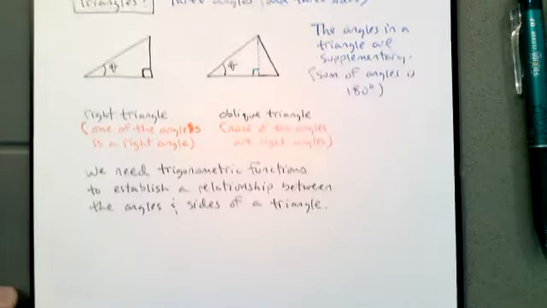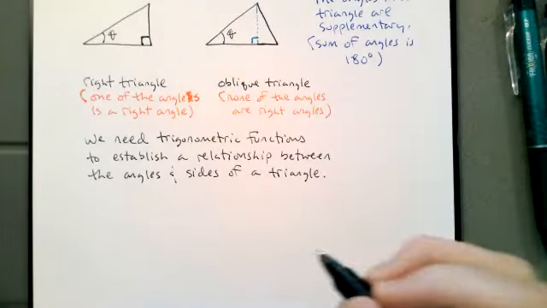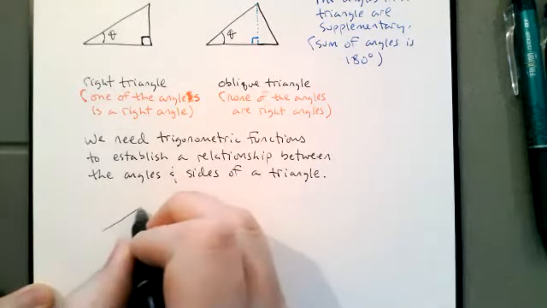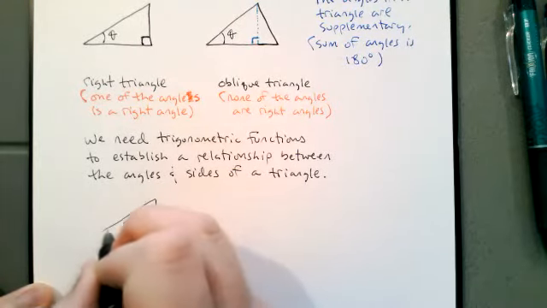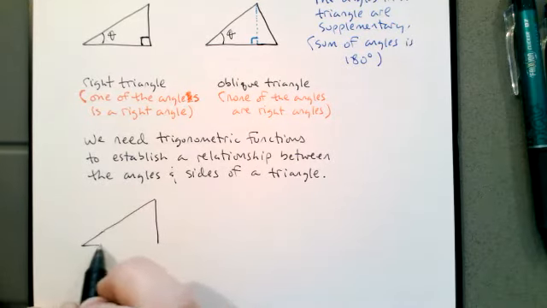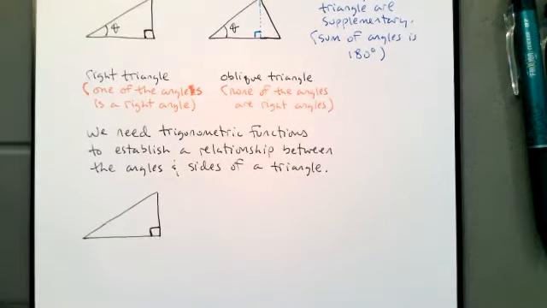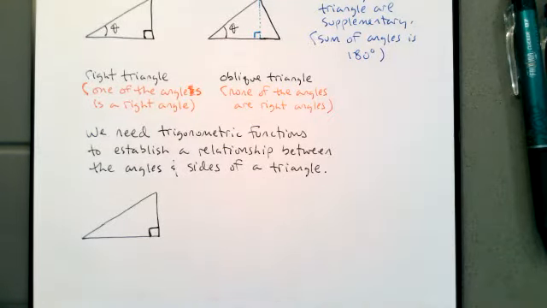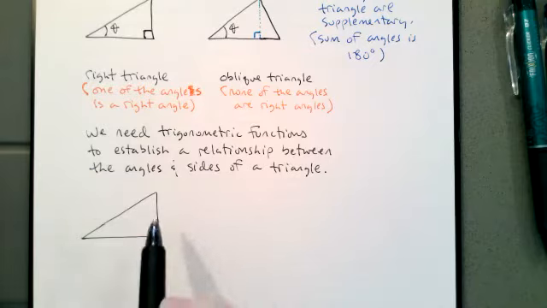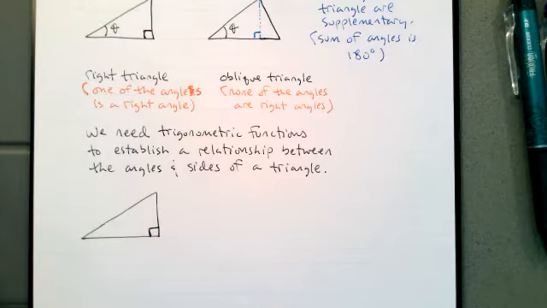In a right triangle, if I draw a right triangle, we already have a relationship between the angles. The sum of the angles is 180 degrees. And we also have in a right triangle a relationship between the sides. What's a relationship between the sides in a right triangle?